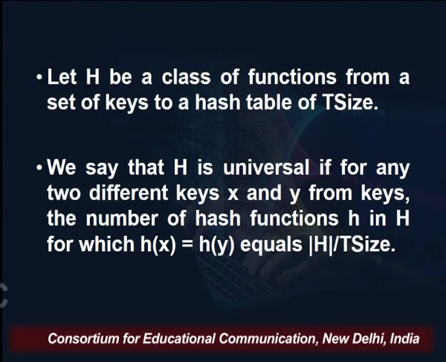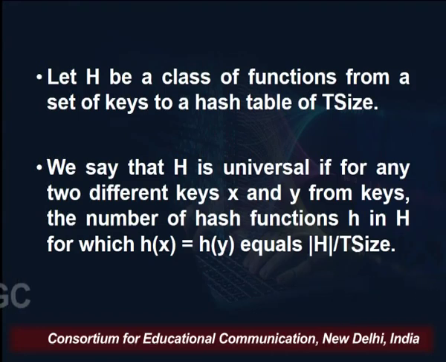That essentially means that we are going to apply these H functions onto a key, and the result, which is going to be our hash value or hash code, will be any of the values among the T size, so from 0 to T size minus 1. T size is the size of the hash table, which is also denoted by the variable m.